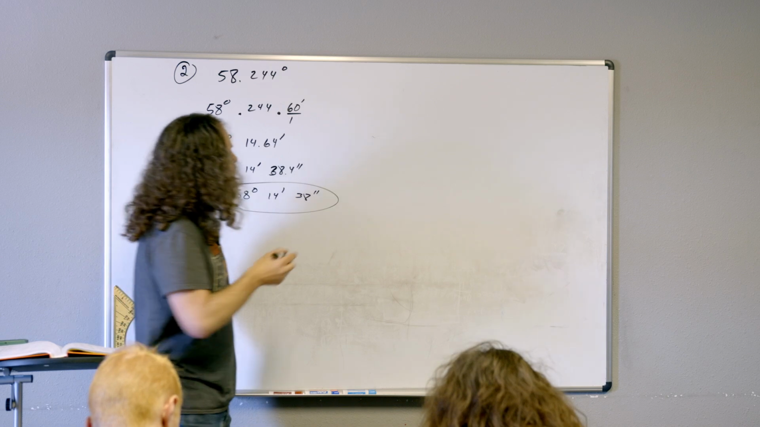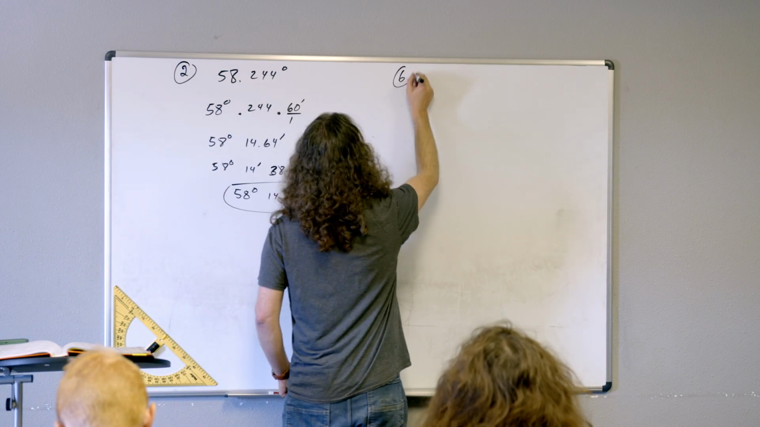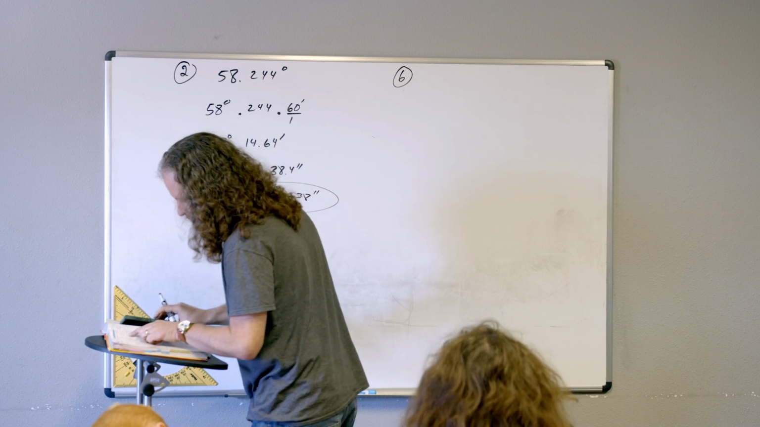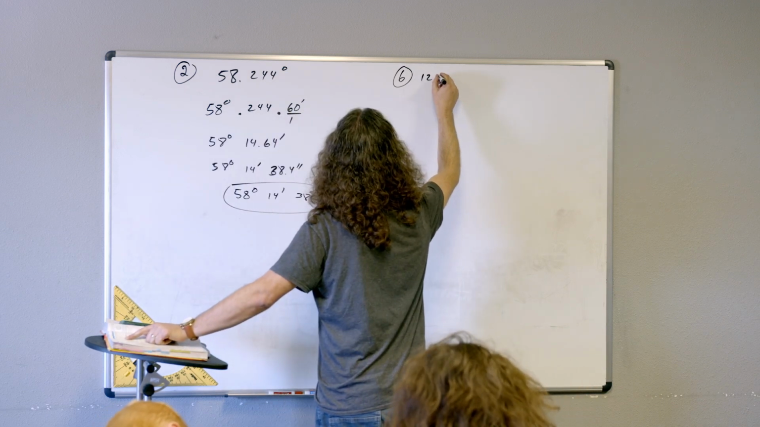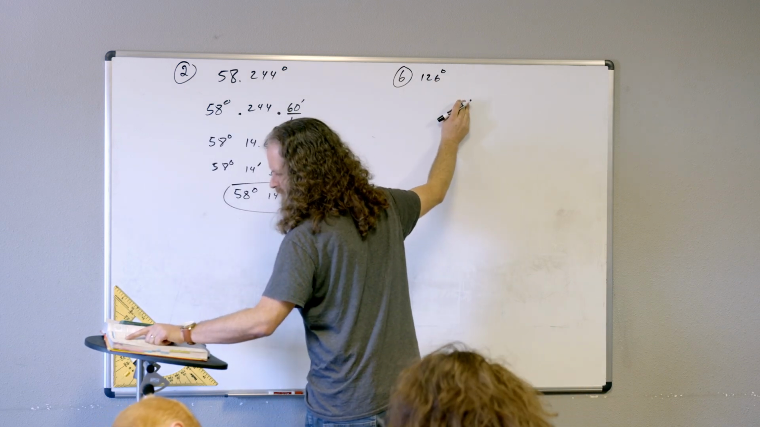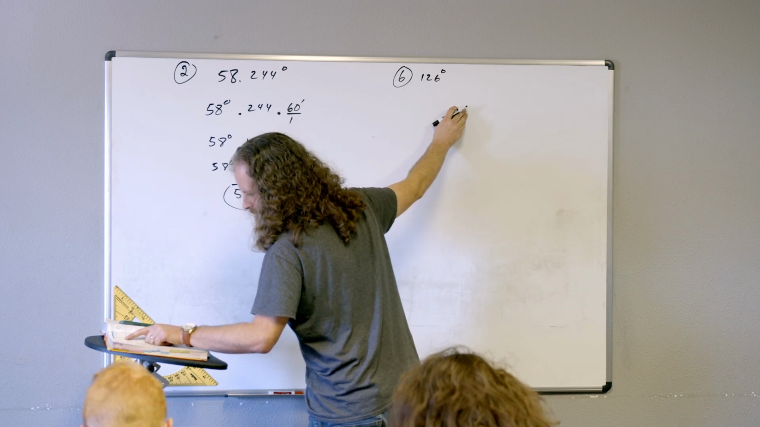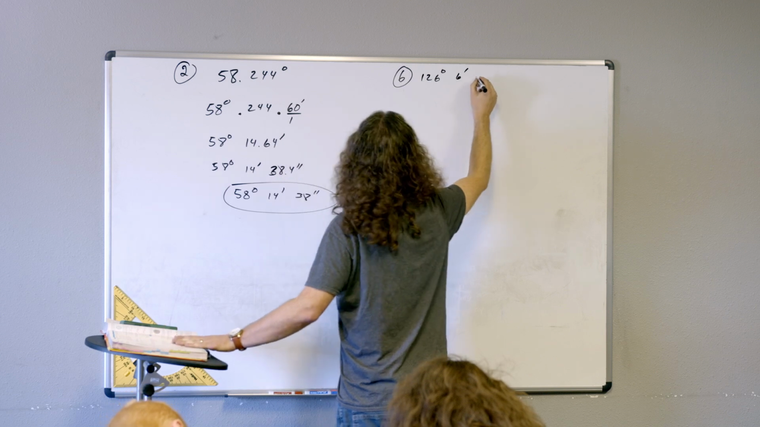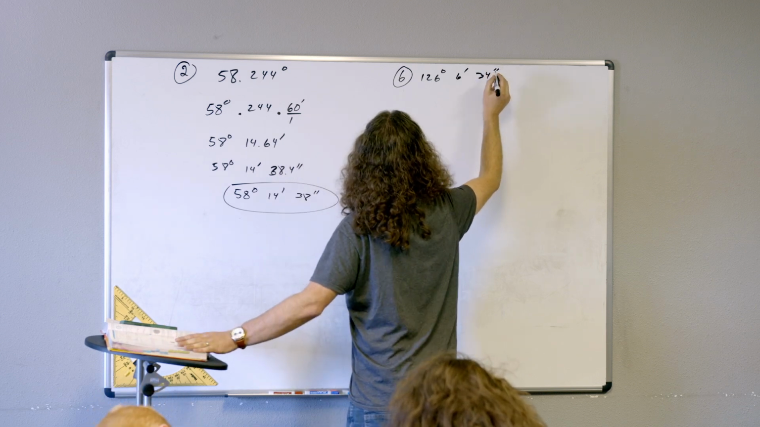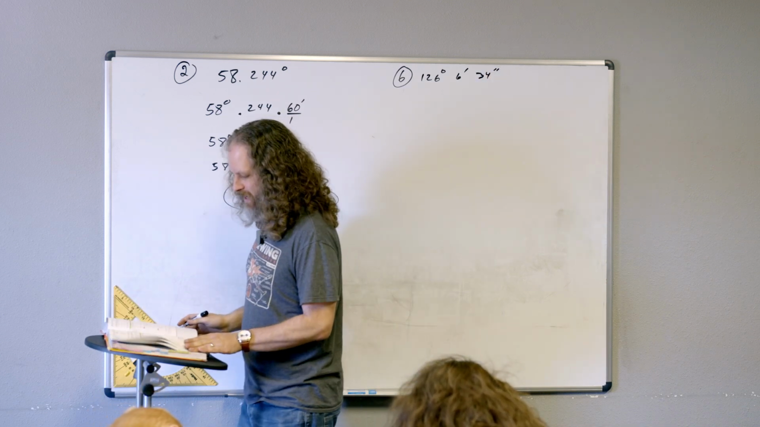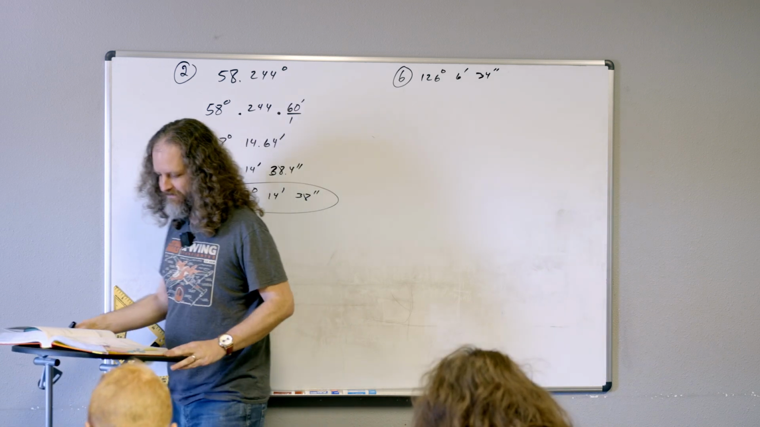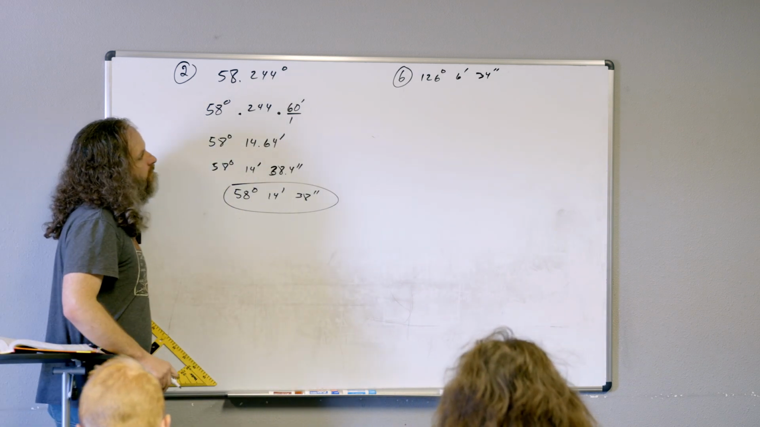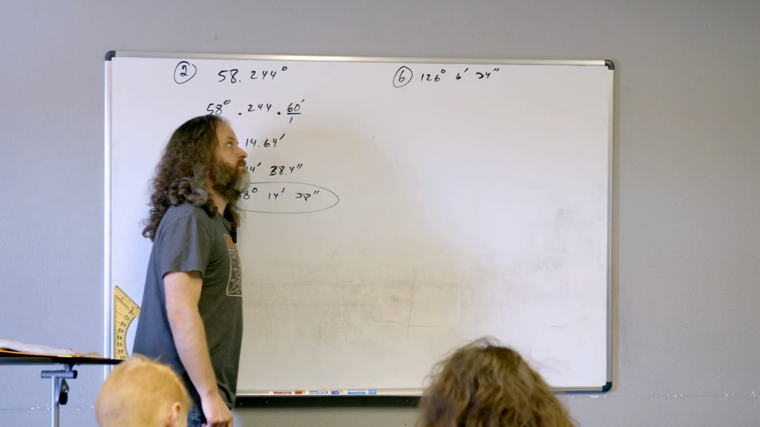So to do number 6, we're supposed to convert 126 degrees, 6 minutes, 34 seconds to fractional degrees. So what do you think we're going to do there? You multiply by the inverse? Yeah, by the reciprocal, but yes.